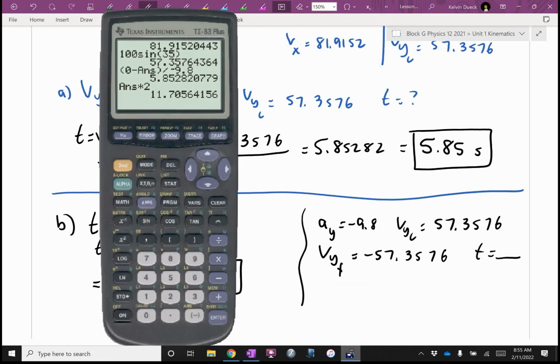Just to show you that this works, by the way, if I go negative 57.3576 minus 57.3576 divided by negative 9.8, I also get my 11.7056, and then the decimals don't match because I didn't use my answer button. Okay.